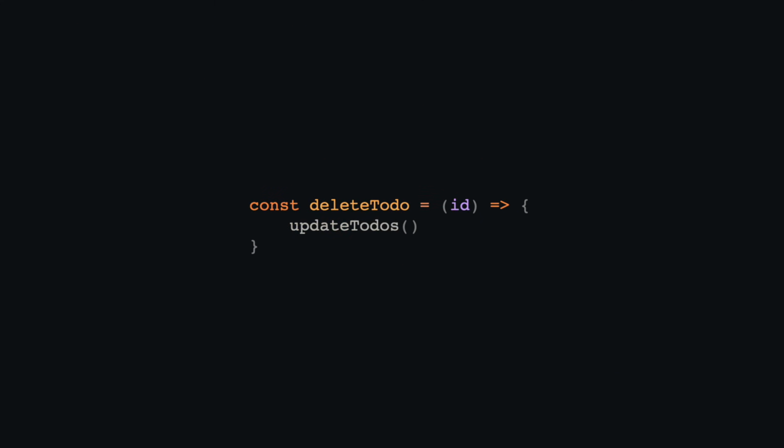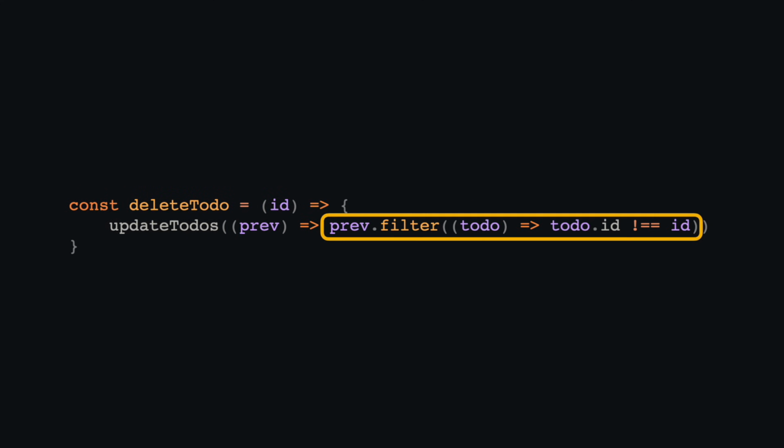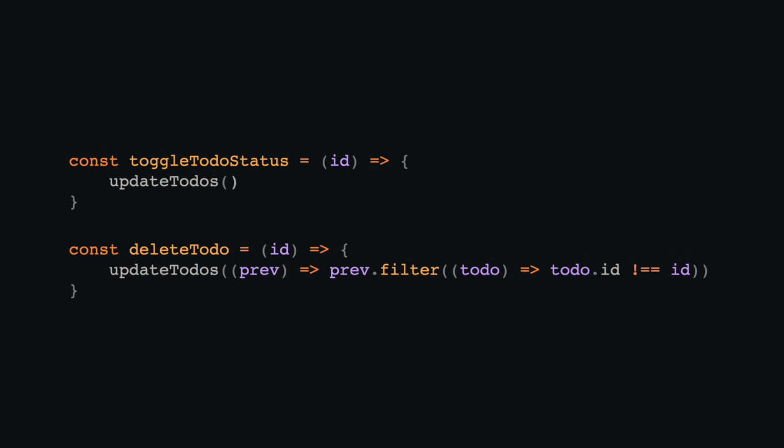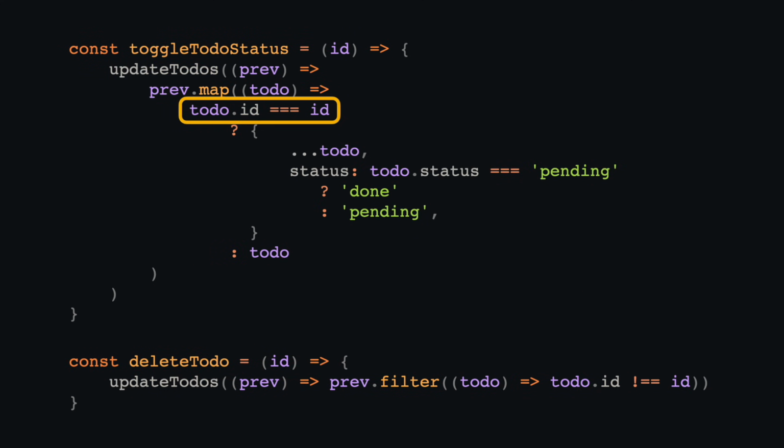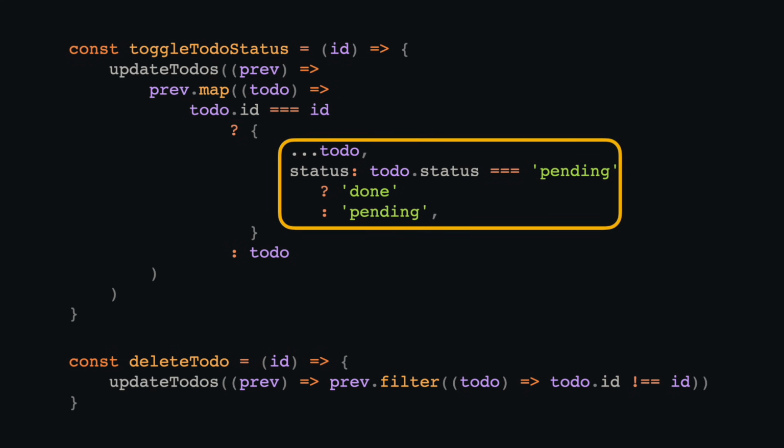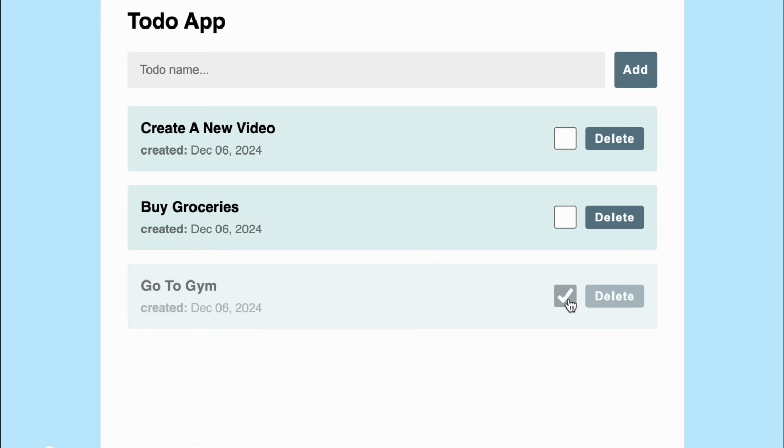The delete to-do will simply call the update to-dos function with a list without a to-do with a matching ID. And the toggle to-do status function will just return a new list with the ID matched to-do with an updated flip status. And just like that, we have a simple to-do app to play and improve later.